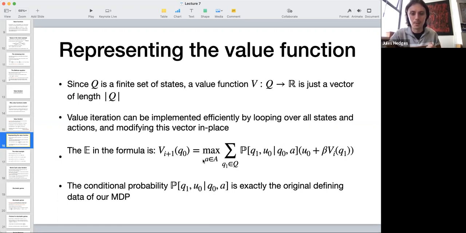by looping over all states that we could reach from following the action in question. So we need to loop over A's in order to implement this max, and then we need to loop over Q1s in order to implement this sum. And then we have the weighted sum of these terms. That's the payoff that we could get from transitioning from Q0 to Q1, plus the discounted value according to the previous estimate of Q1, weighted according to this matrix of conditional probabilities. This is fixed. This is our defining data of our MDP again. So from here you can see you can implement this to be very fast. This is just a loop over a few things.